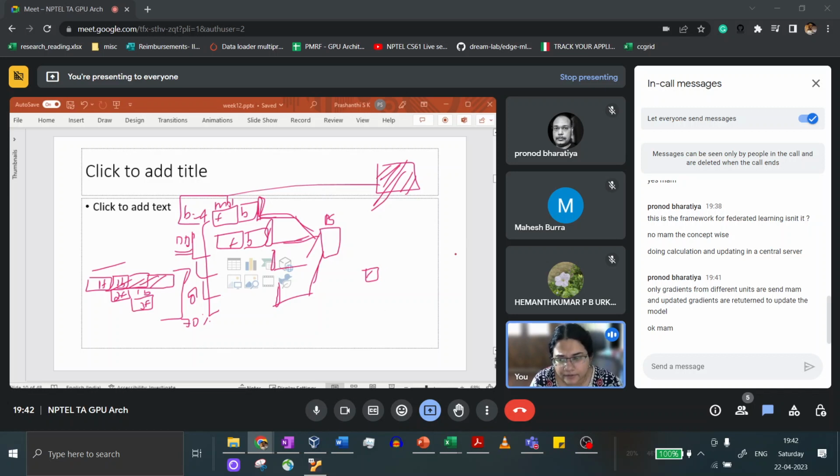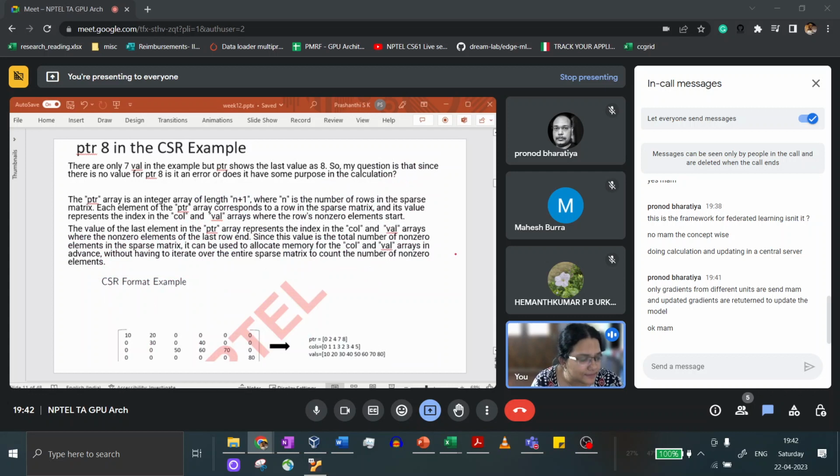Okay, so yeah, I think this is the last question. This is about the CSR format. There are only 7 values in the example, but PTR shows the last value is 8. The question is that since there's no value for PTR 8, is it an error or does it have some purpose in the calculation? So this is the example that was discussed in class, right?